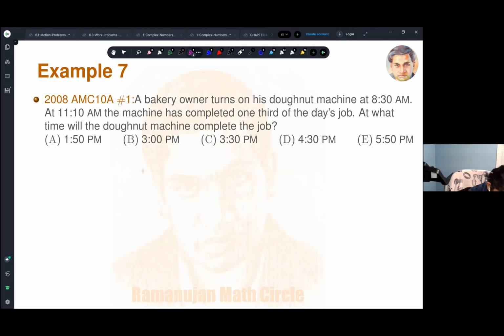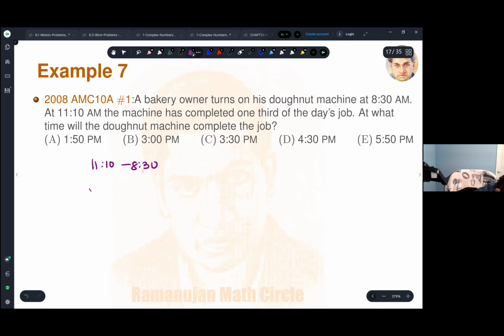Okay, so this is kind of straightforward because all we're gonna do is, 1/3 of the job has been completed from 8:30 a.m. to 11:10 a.m. So we just need to figure out the time, multiply by 3, and then add it to 8:30. So we're gonna figure out the time it took to do 1/3 of the job. That's just gonna be this.